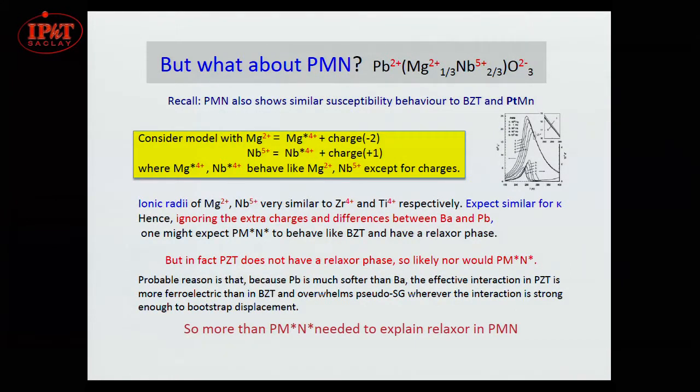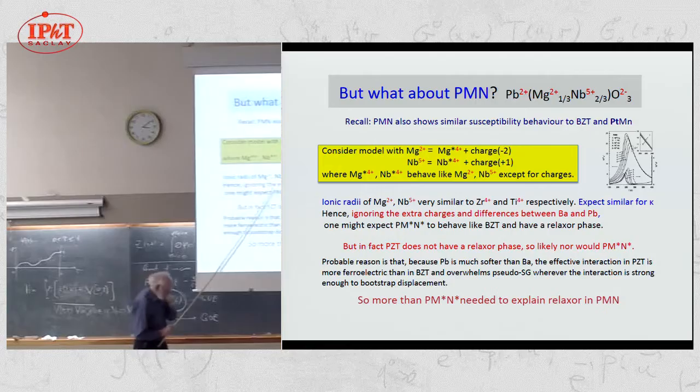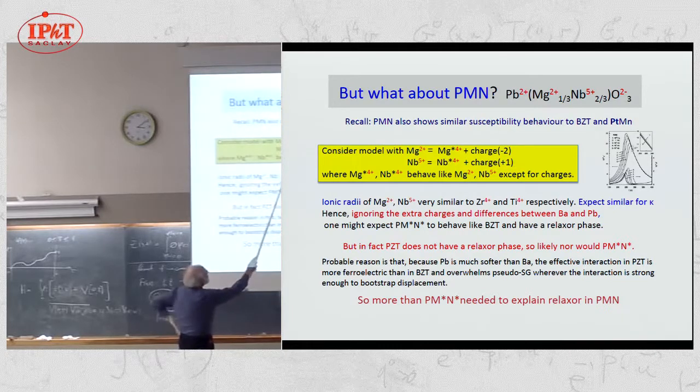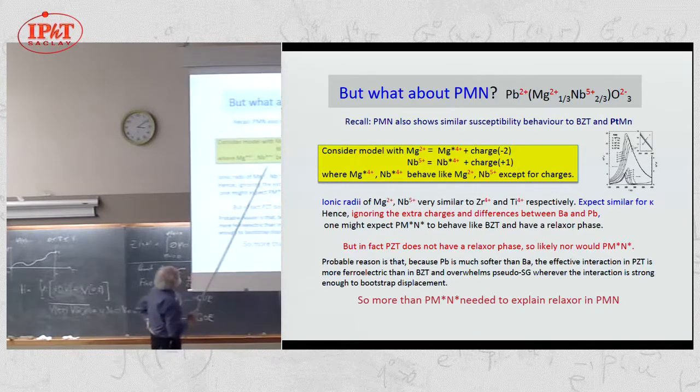But the one that was discovered in the 1960s wasn't this homovalent or isovalent system. It was PMN, as it's called, which is lead, magnesium, niobium, oxygen. So that, however, I remind you, also shows those same kind of peaks. Let's try and see if we can model it.